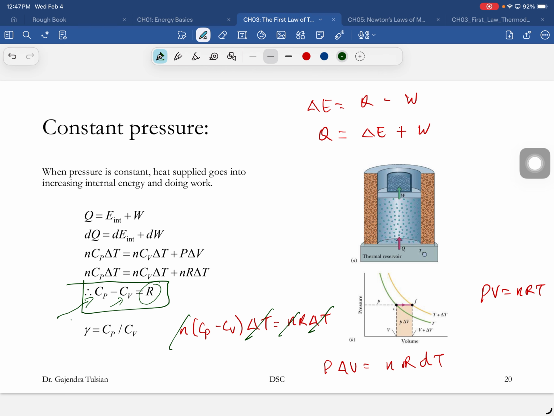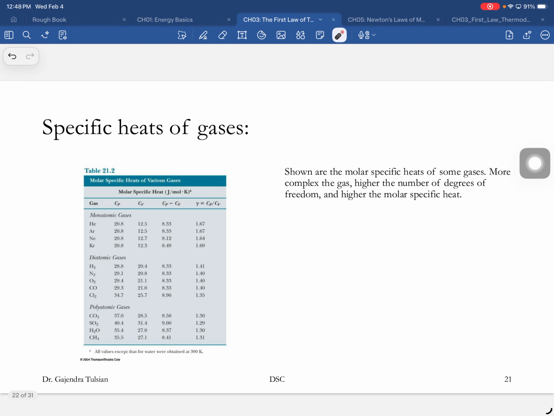Here's an important parameter we defined, gamma, which is the ratio of specific heats, and you'll see in a second what this will tell you. Here are some values for various gases: monoatomic gases, diatomic gases, polyatomic gases. These are the noble gases. There's the experimentally measured Cp and Cv, and look at the difference.